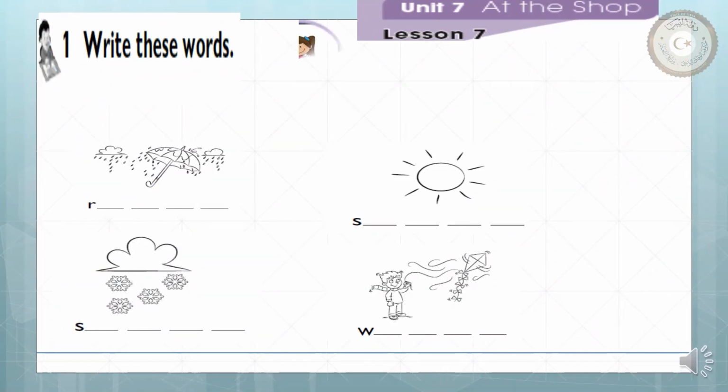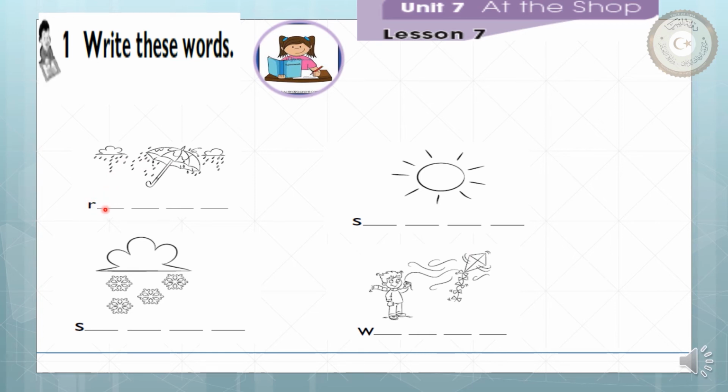Now look at the first activity. Write these words. So you are going to write. Please prepare yourself and bring your pencils with you. Then look at the first picture. So you are going to write the first word. Here, this is the first word, starting with the R.